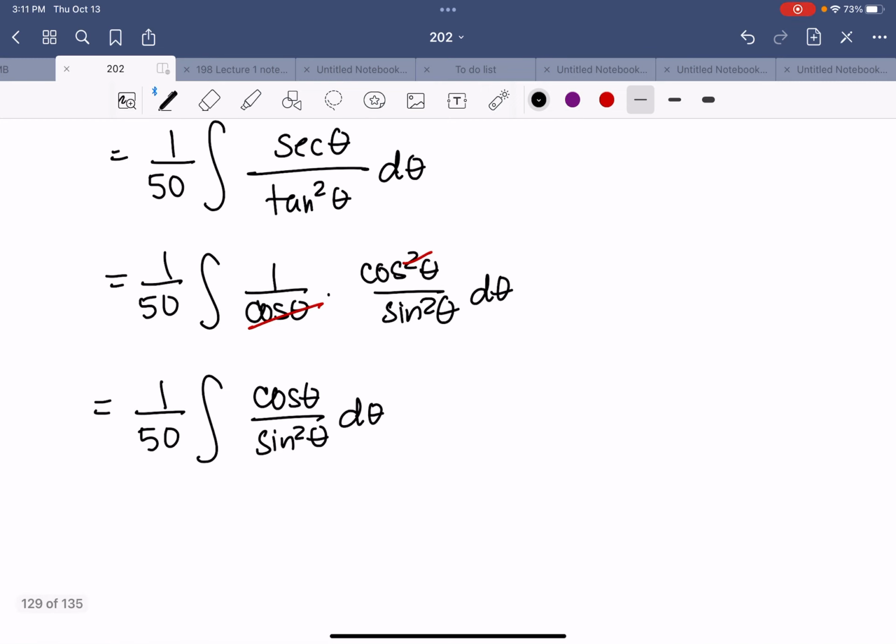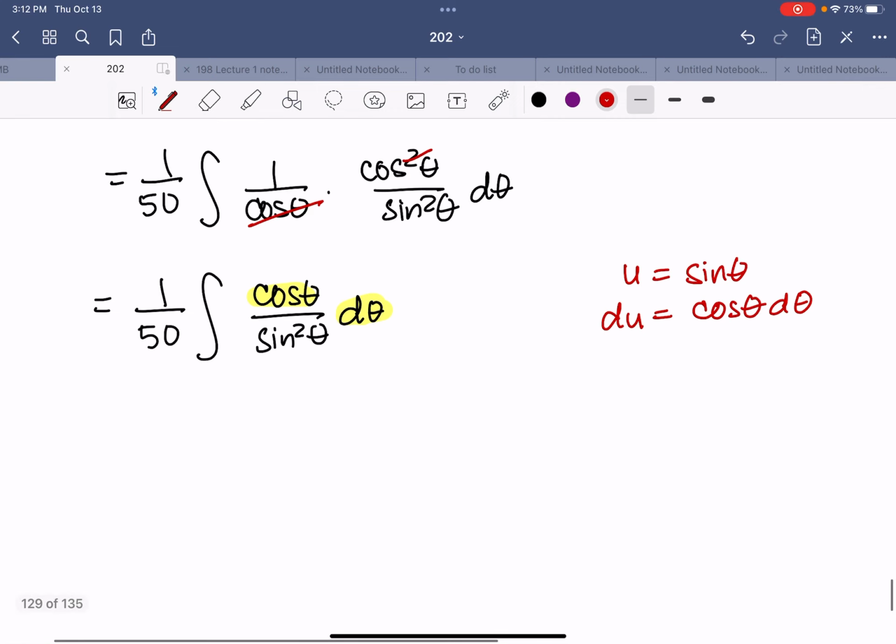All right, from here, I want to think about this cosine theta as part of my d theta. So I want my u, or my du, to contain the cosine of theta d theta, which means my u has to be sine theta, right? We always sub for the trig function on the bottom. And just check and make sure that yes, because I did it the opposite direction, the derivative of sine is cosine. So I'm all set up here. So let's make our u sub. So this becomes 1 over 50 integral of 1 over u squared du.